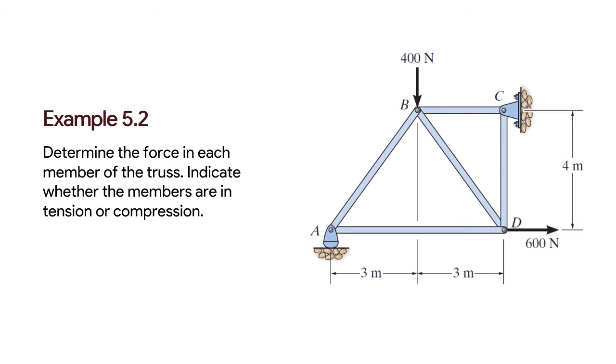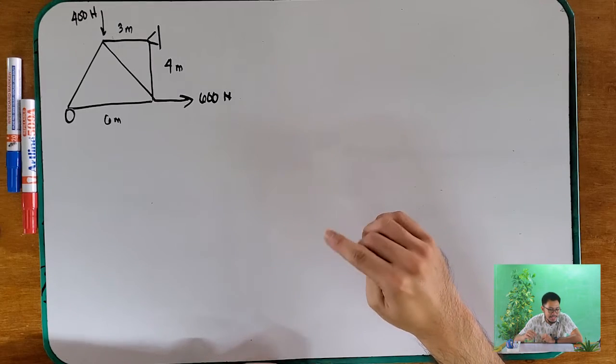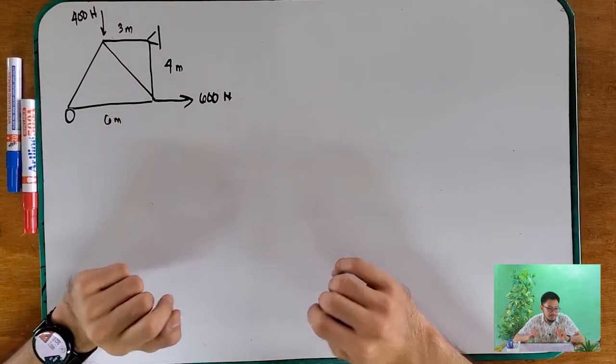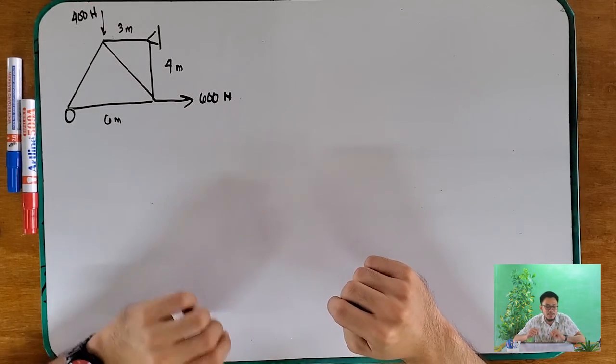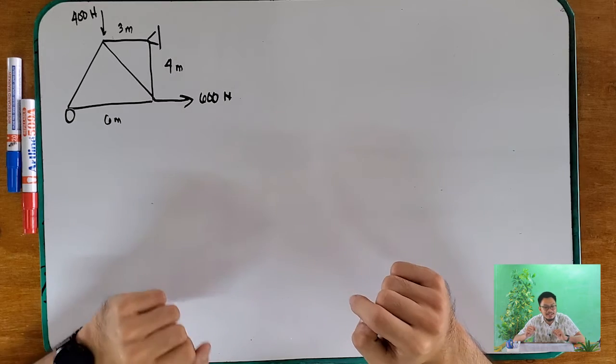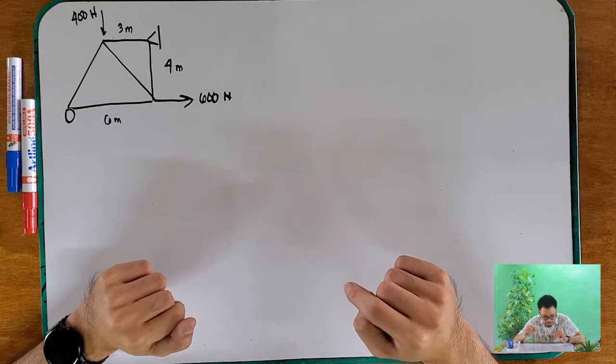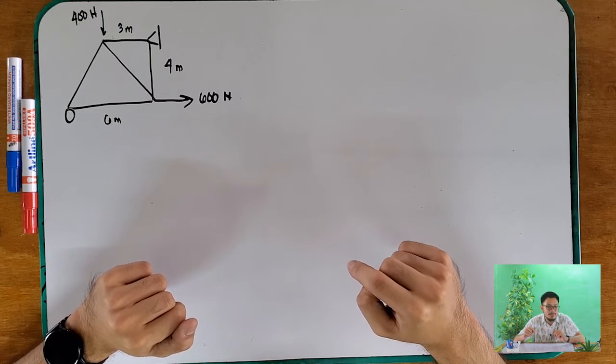Okay. We have again this truss. So for our last example, we have this truss. This truss is pin supported at its top right corner and is roller supported at its bottom left corner. And our goal again is to solve for the forces in each members of this truss. So we have here 5 members. Okay? So how are we going to solve for this one?